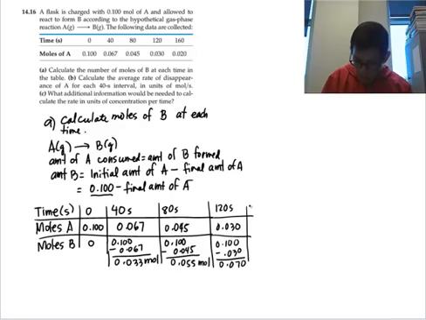And finally, at T equals 160 seconds, the moles of A is 0.020, and the moles of B then would be 0.100 minus 0.020, 0.080. This is moles, and this is moles.